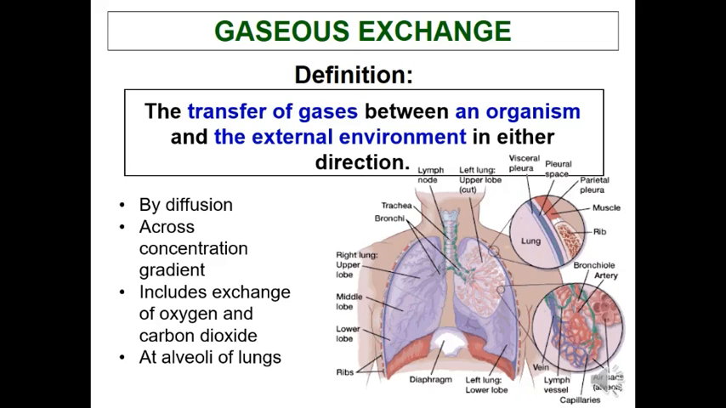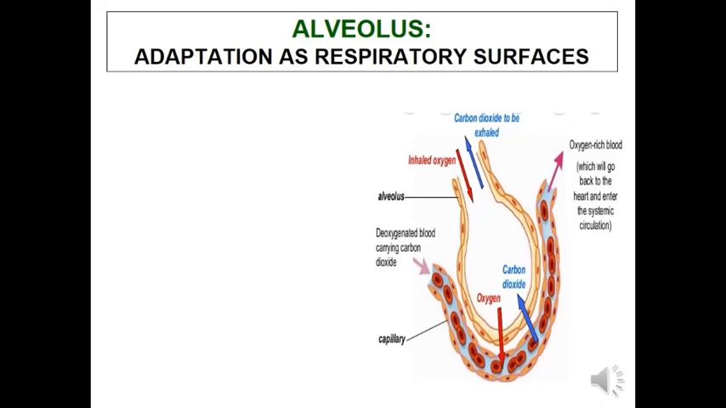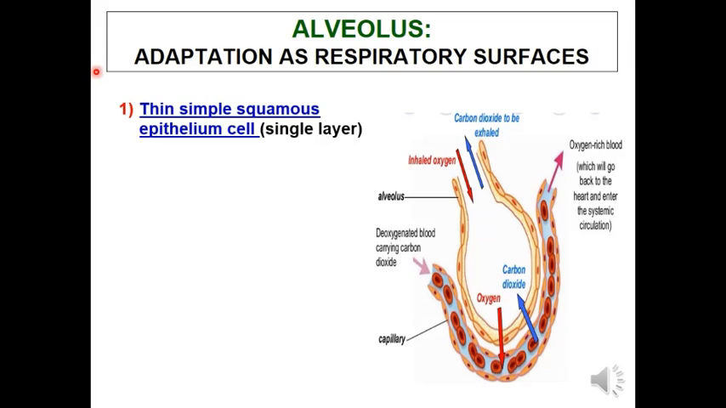This is the structure of the lung, and the small one is the structure of the alveoli. Adaptations of alveoli as respiratory surface. First, they have thin, simple squamous epithelial cells, which is a single layer of epithelial cells. This is important to lower the resistance for gases exchange, meaning for simple diffusion.